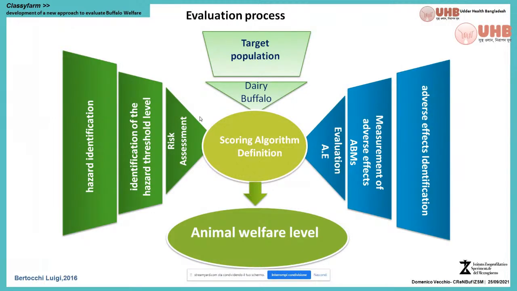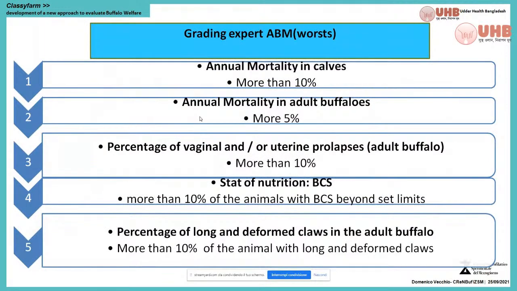And finally, in the animal-based measures, the highest rankings were given to mortality of calves and adult buffalo, percentage of animals showing vaginal or uterine prolapse, body condition score, and the percentage of deformed calves and adult buffaloes. Our results represent the starting point for the development of the first protocol for assessment of the welfare of buffalo farms in loose housing systems.